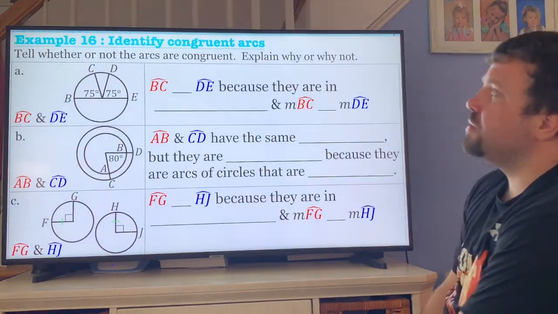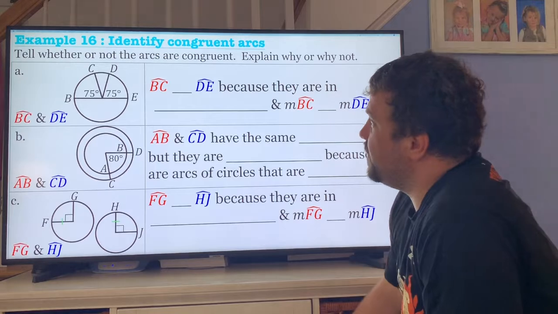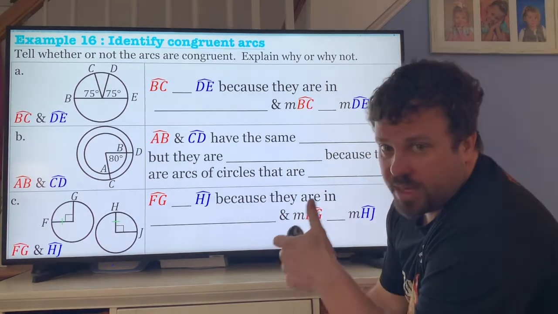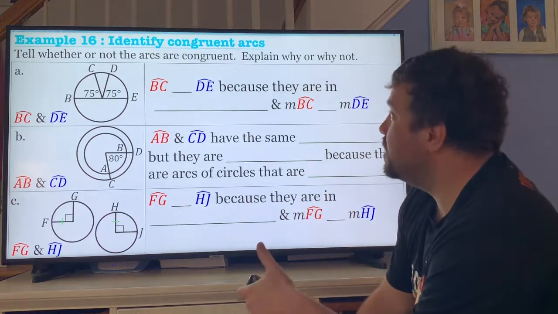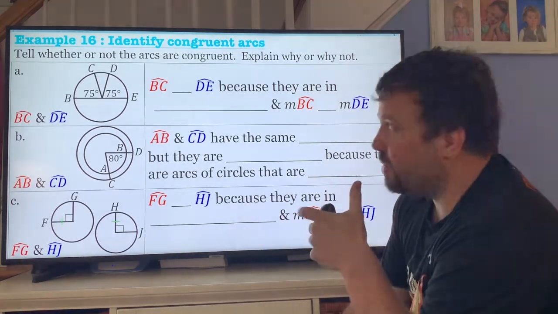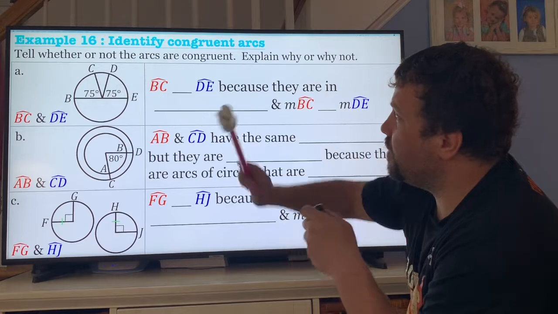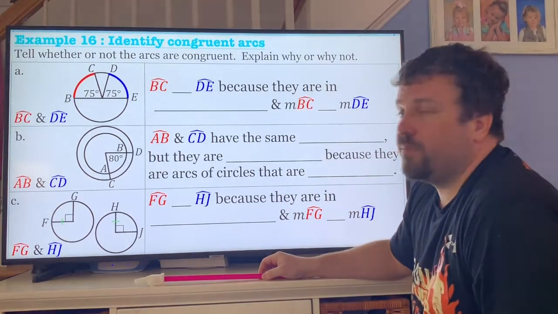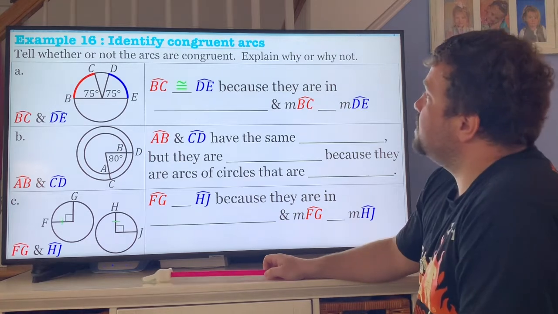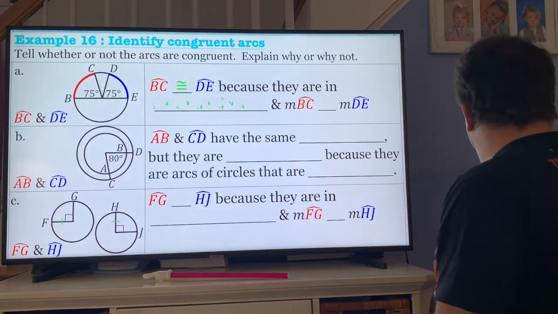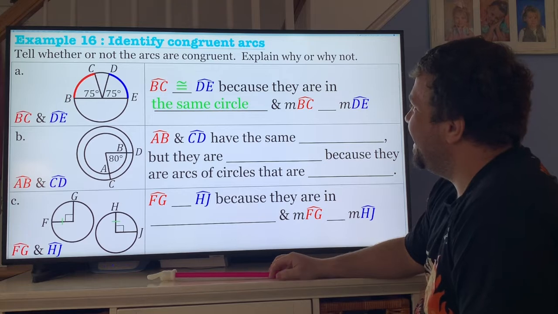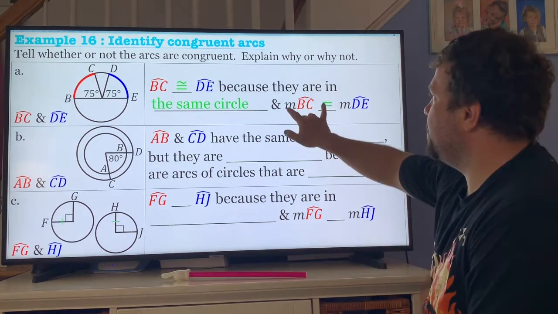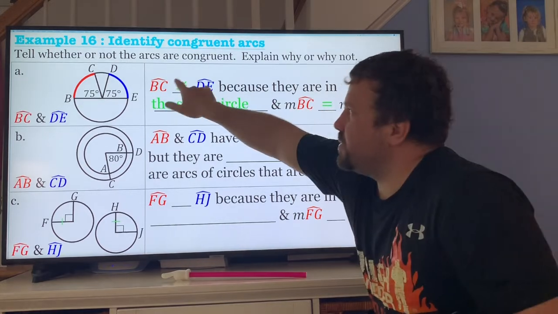Now what we're going to do is deal with congruent arcs. Congruent arcs are fairly simple. Remember, to be congruent arcs, you need two things the same: you need to have the same or congruent circles, and you need to have the same angle measurement. So are arcs BC and DE congruent? Yes, they are congruent because they're in the same circle, and the two angles are both 75, so they are equal. Remember, angle measurements are equal, actual arcs are congruent.